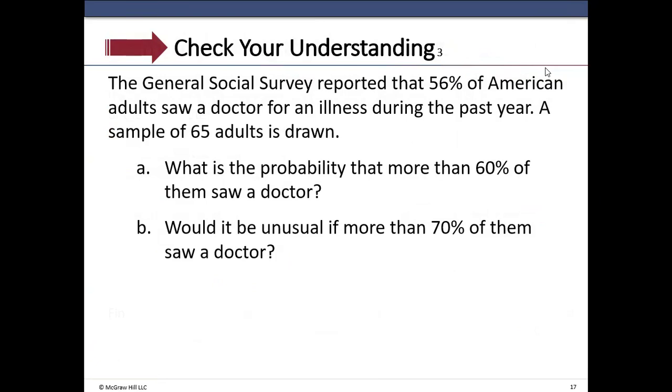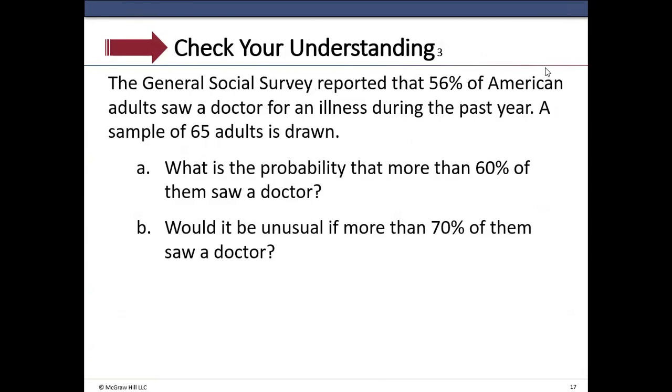Another problem. The General Social Survey reported that 56% of American adults saw a doctor for an illness during the past year. A sample of 65 adults is drawn. What is the probability that more than 60% saw a doctor? We are on the right of 60%. But first, let's check n times p. My n is 65 multiplied by p, 0.56, is 36.4, greater than 10.